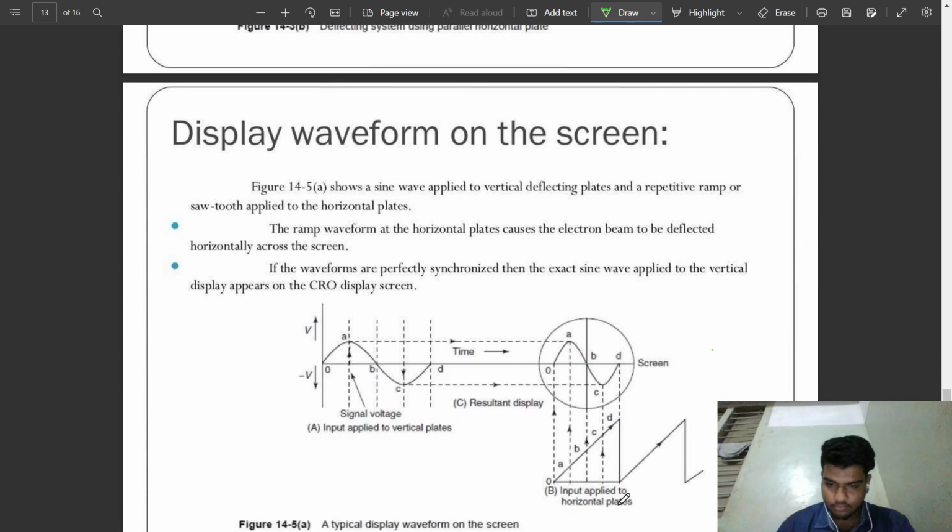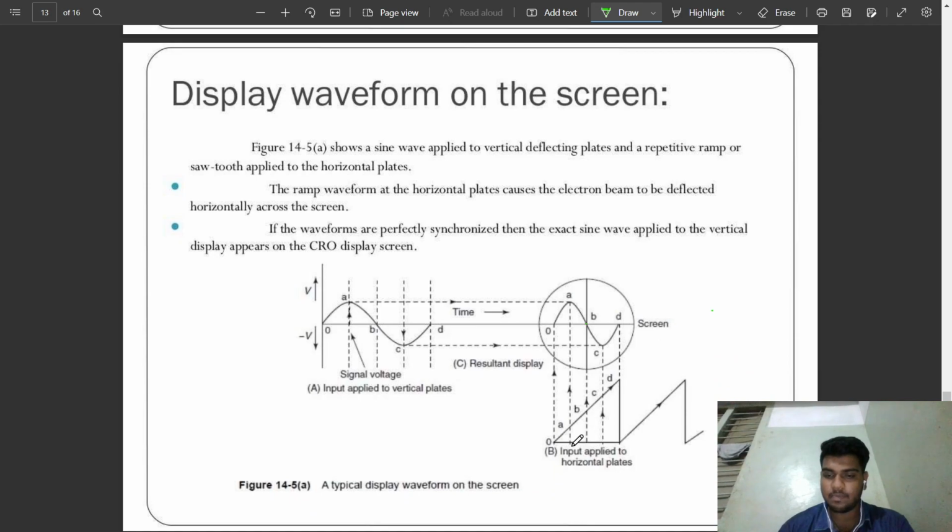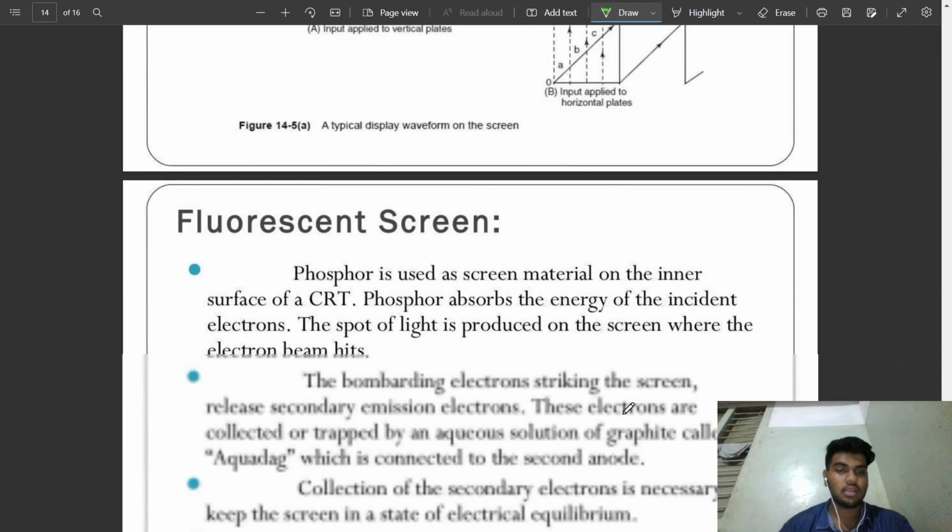So input to the horizontal plates. As we can see the plates, when we draw a horizontal diagram for this, this will be like a ramp signal. Ramp signal is nothing but a signal which is continuous, increasing continuously with time.